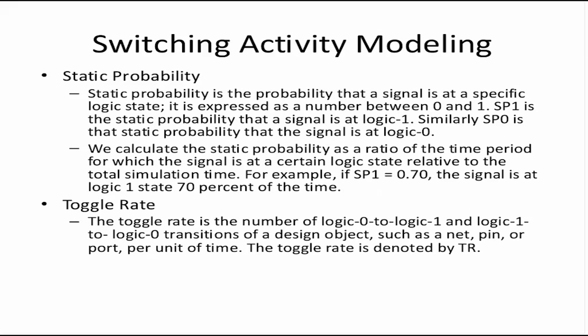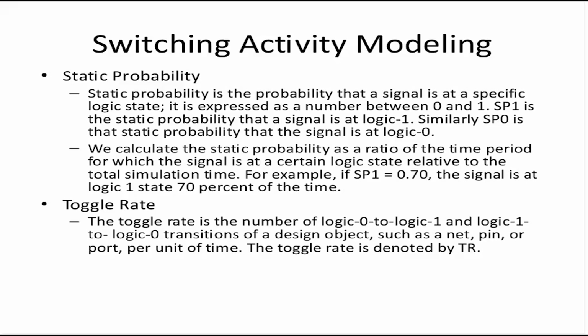Now, how is switching activity modeled? There are two very important factors at play here. One is known as the static probability. Static probability is the probability that a signal is at a specific logic state. Now, please understand that dynamic power is both state and path dependent. So the Power Compiler should first know what state the signal is in. Right? This affects both dynamic power, plus it also affects the leakage power.